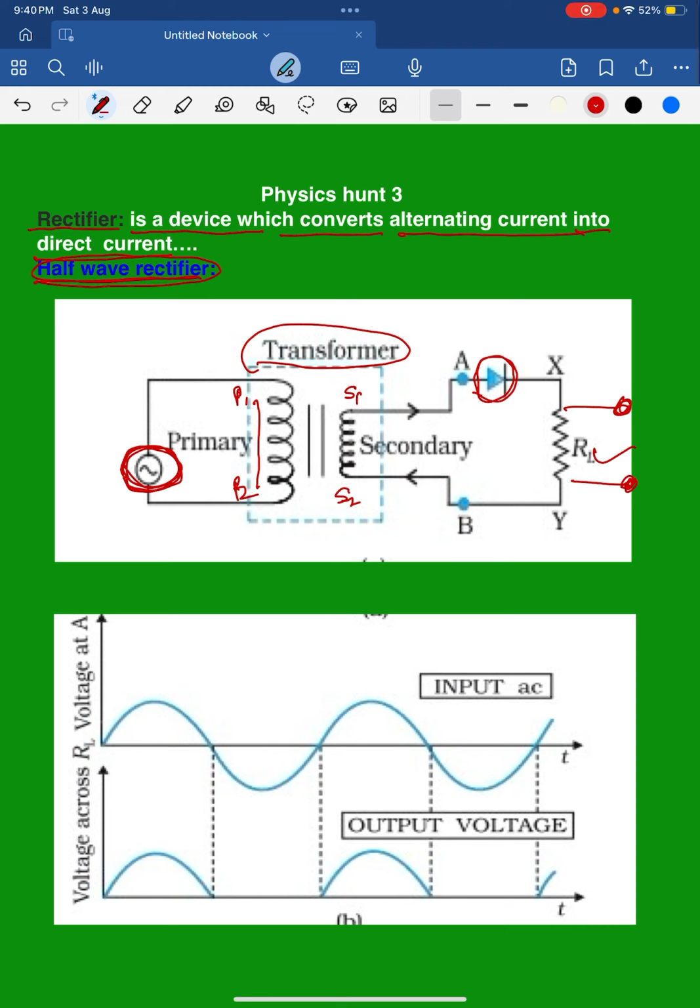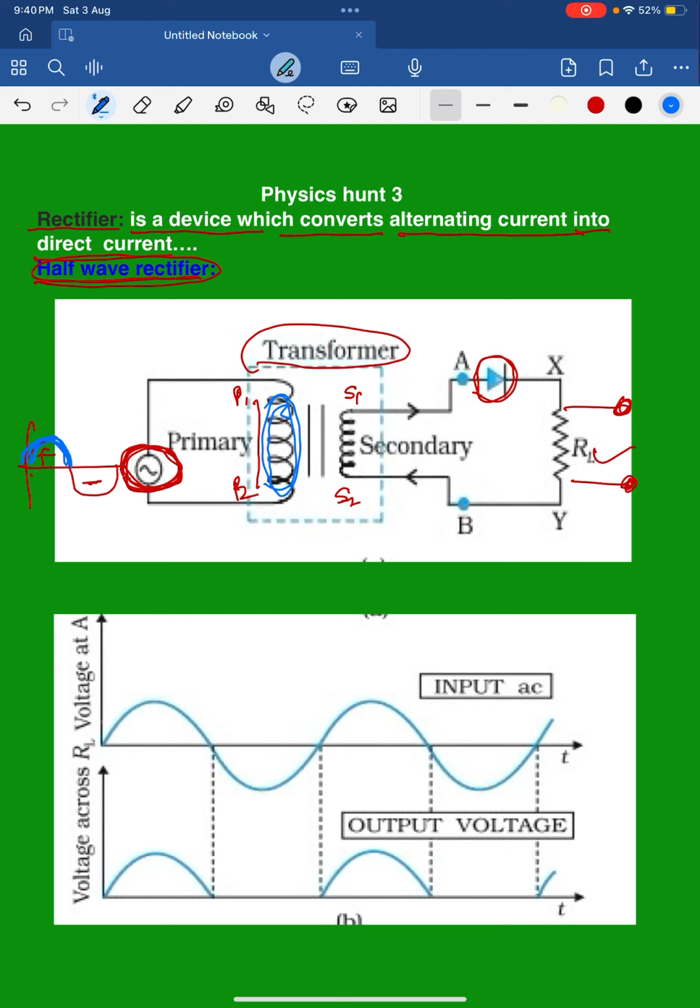Suppose when the key is closed, the primary AC input voltage gives input voltage signals like this. So the resultant wave will be like a sinusoidal wave. In this sinusoidal wave, we can assume this is the positive half cycle and this is the negative half cycle. In this complete cycle, I'm taking only the first half cycle, that is the positive half cycle.